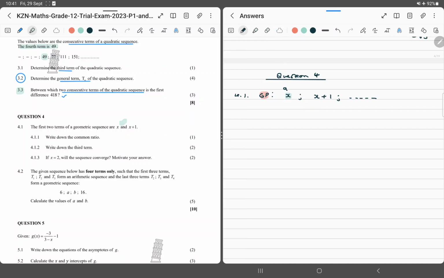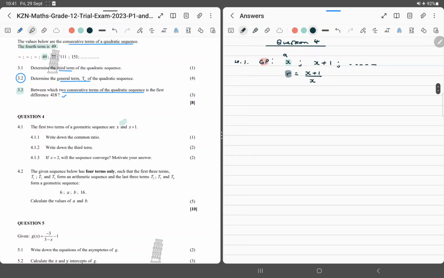And essentially, this tells us that our r is going to be the second term divided by the first term, because that's all we've got. Again, we're taking this from some logic, given the information that we're given. So let's answer the questions. 4.1.1 says write down the common ratio. Lovely.